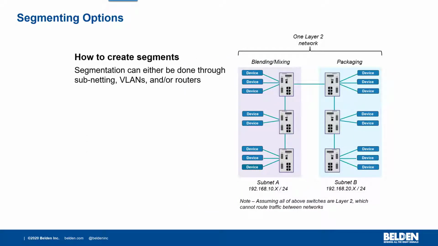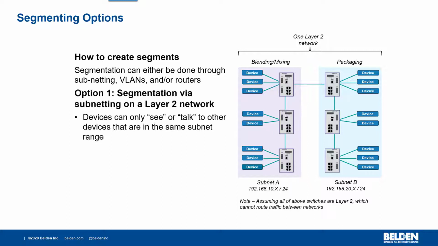So how do we keep the traffic within these individual areas? The most commonly adopted segmenting methods used are either via IP address subnetting, VLANs, and or through the use of routers and layer 3 switches.